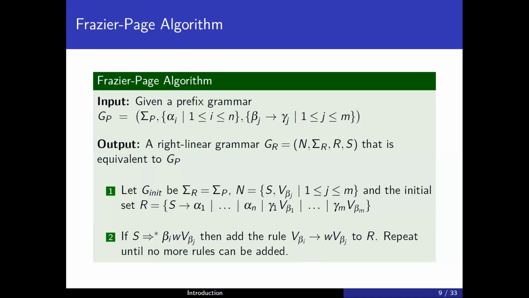Here, I'm presenting an oversimplified version. We actually want to find the minimal derivations here, where as soon as we find the last symbol in beta i, we stop. Let's take an example to clarify.